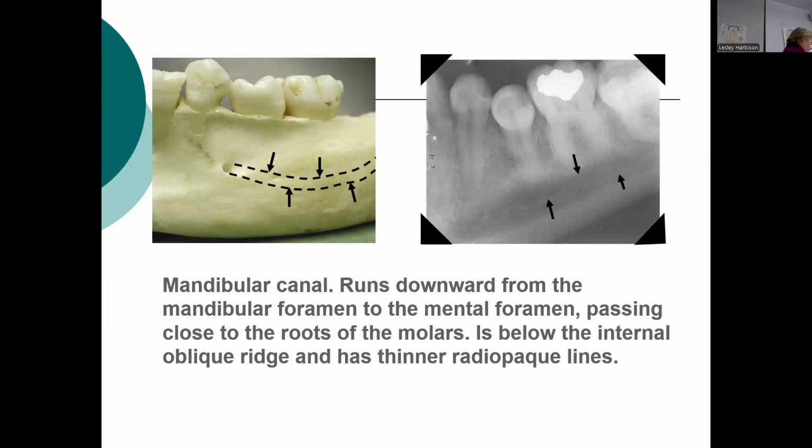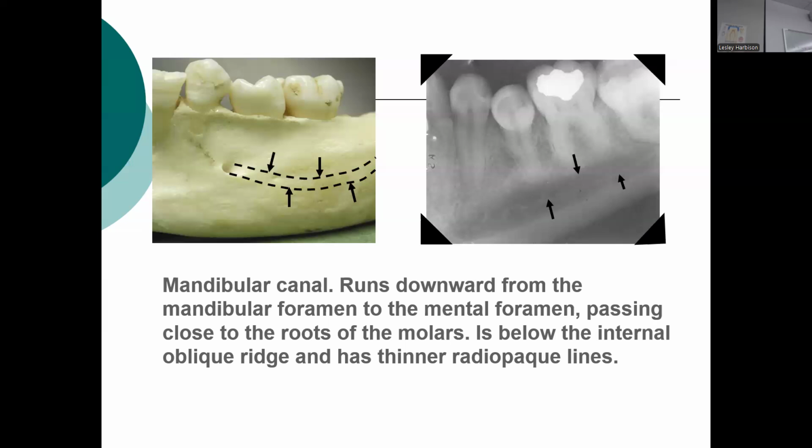And the arrow that is pointing out towards the back is the internal oblique line, or ridge, sorry. Let me see what it says. Passing close to the roots of the molar is below the... So this is just trying to highlight the canal. It's kind of saying these things are close by. Up above is the internal oblique ridge.